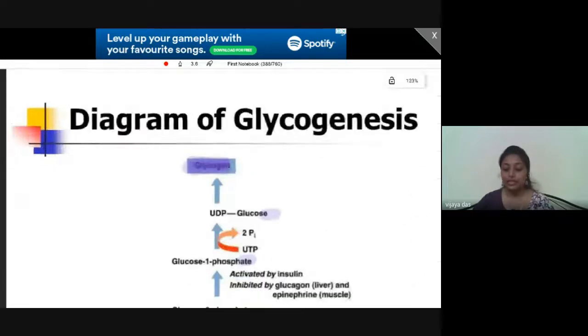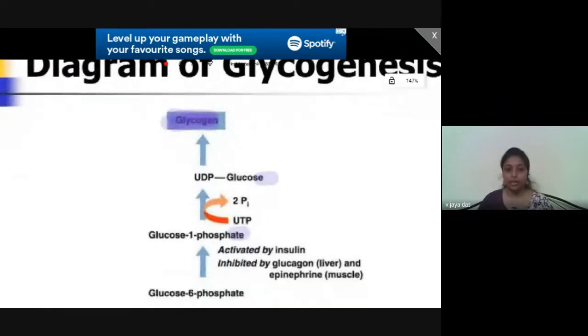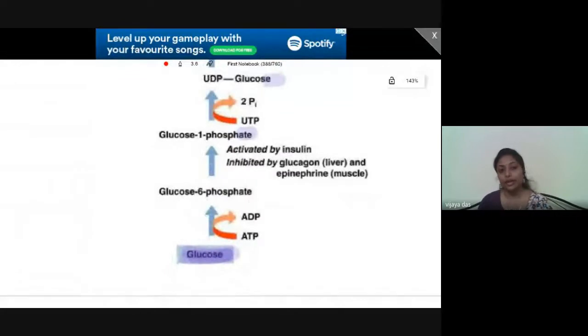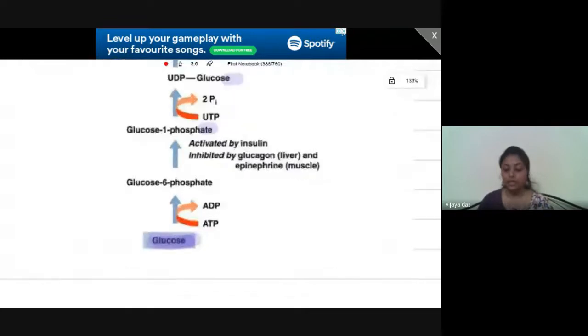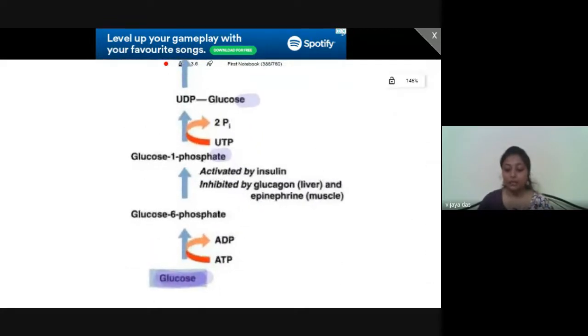Now, we will quickly see the regulation of this process. This process was about the formation of glycogen, so we call it glycogen synthesis or glycogenesis. We need to remember that in this process there are activators and inhibitors. What is the activator? Insulin is the activator. What is the purpose of insulin? To lower the blood glucose. That means whatever free glucose is there in the blood should be combined together to form glycogen.